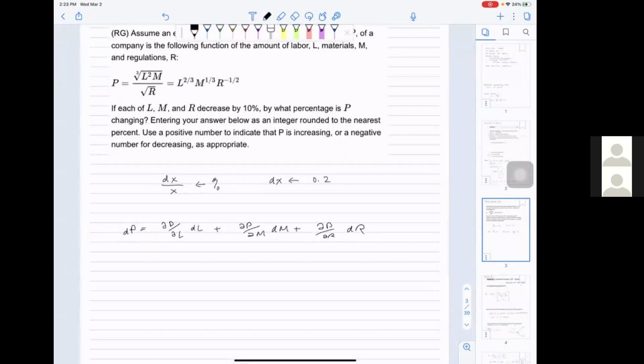And you can find each of those things. The partial with respect to L is 2/3 L to the negative 1/3, m to the 1/3, r to the 1/3, dL. Plus the partial with respect to m is 1/3 m to the negative 2/3, and you keep the rest the same, dm. And then the partial with respect to r is -1/2 r to the -3/2, and L and m stay the same, dr.